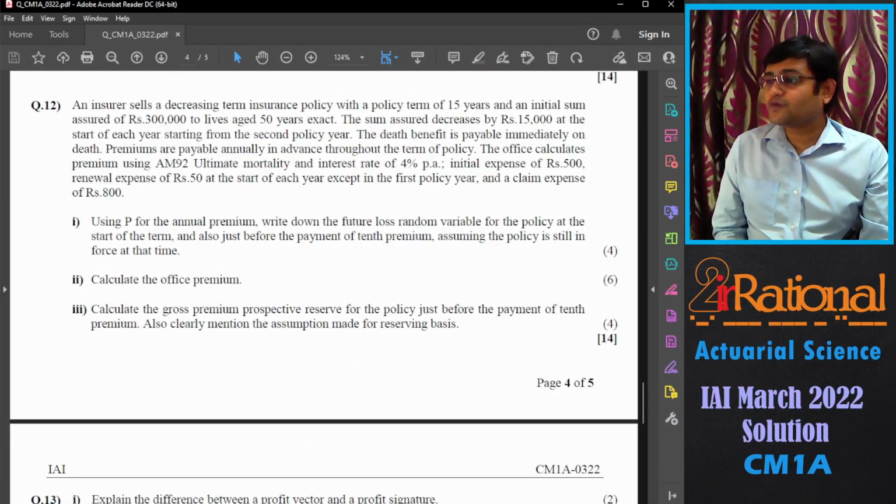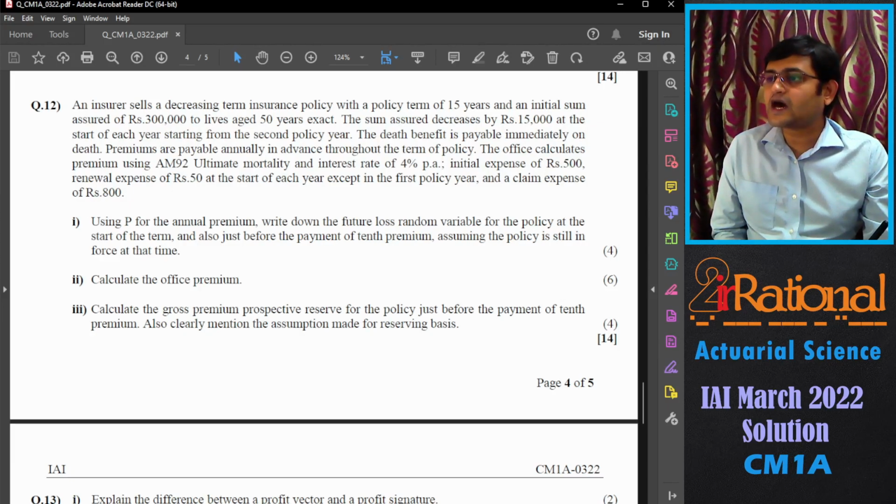Let's see question number 12. An insurer sells a decreasing term insurance policy with a policy term of 15 years and an initial sum assured of rupees 300,000 to lives age 50 years exact. The sum assured decreases by rupees 15,000 at the start of each year, starting from the second policy year. The death benefit is payable immediately on death.